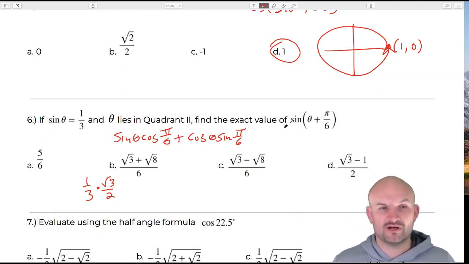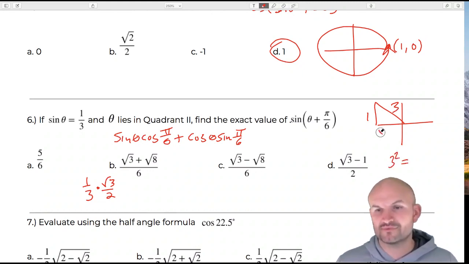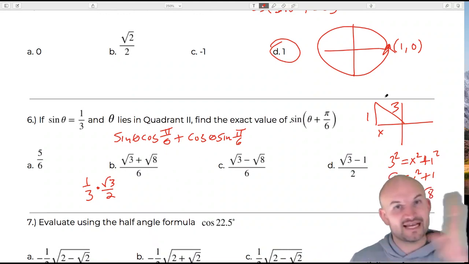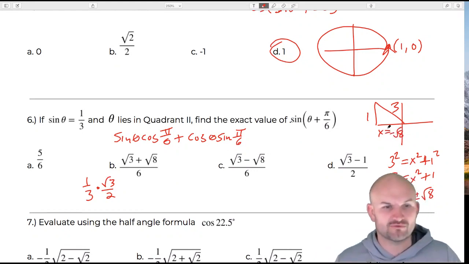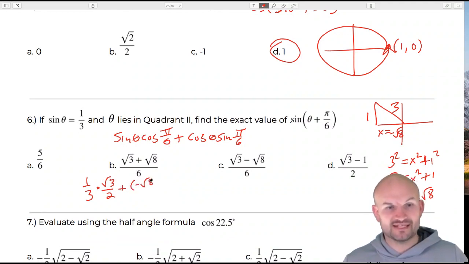If we know sine of theta is 1/3, and the angle lies in the second quadrant, the graph is going to look something like this: 1, 3. We just need to figure out what this value is. Using the Pythagorean theorem, 3 squared equals x squared plus 1 squared. That's 9 equals x squared plus 1. So x equals plus or minus the square root of 8. You could simplify that, but I'm not going to. Since we're in the second quadrant, that needs to be a negative square root of 8, so you can see how the plus or minus plays a role. So the cosine is going to be negative square root of 8 over 3.